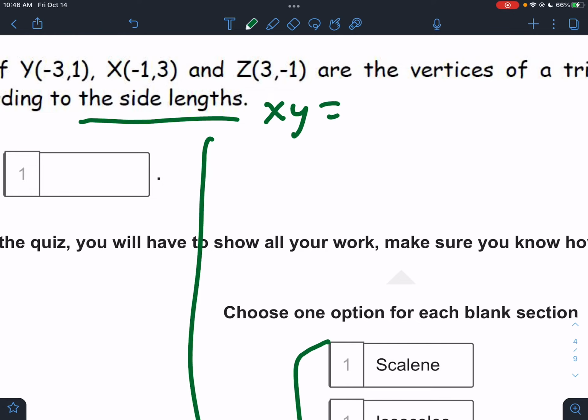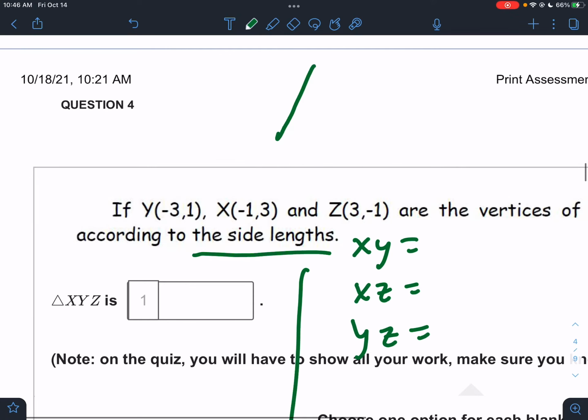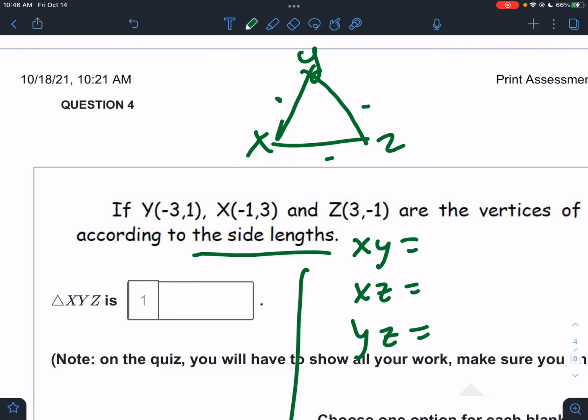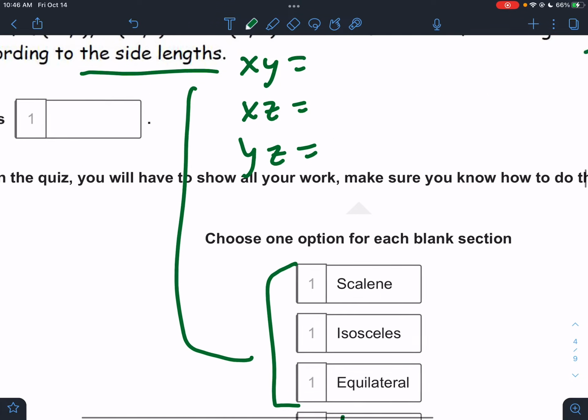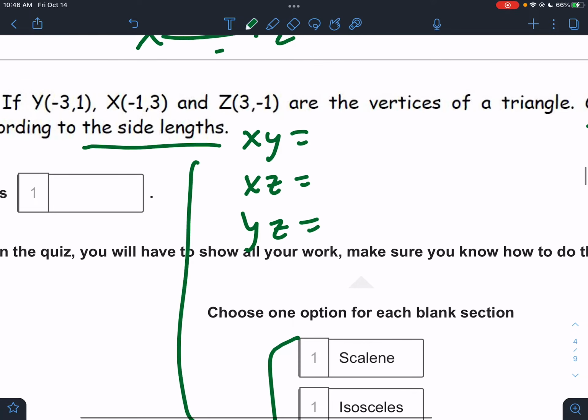We're going to find the distance from X to Y. We're going to find the distance from X to Z and the distance from Y to Z. There are three sides, right? If I draw this triangle and call it X, Y, Z, there's three sides, XY, XZ, YZ. I need all three distances to confirm if it's scalene, isosceles, or equilateral.